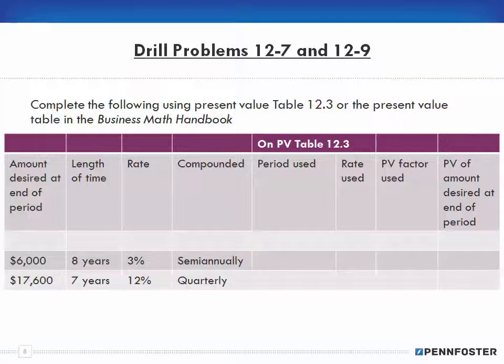So on the present value table, 12.3, the period we are going to use is, since this is compounded semi-annually, that means twice a year. So remember, for the length of time, it's times, and for the rate, we divide. So 8 times 2 means the period used is 16, and the rate used, 3% divided by 2, gives us 1.5%.